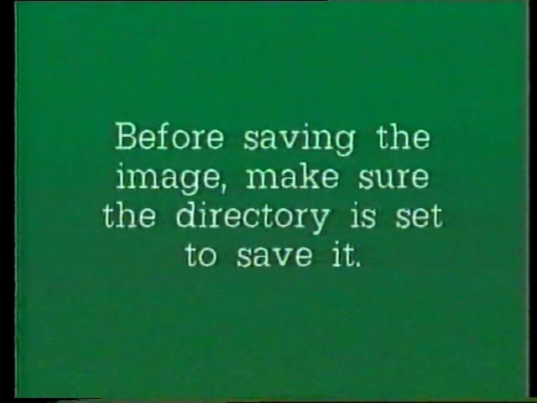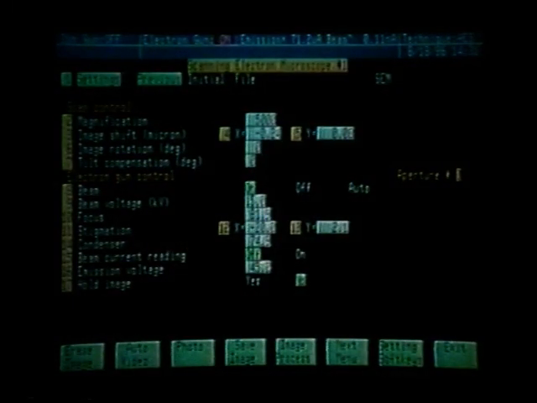Before we can do that, we need to make sure that the directory is set to save this data, because this is actually the first hard copy or the first actual piece of data that we will be taking from this sample. To do that, let's exit the SEM menu using soft key number 8. We then want to enter the directory menu, which is using function key number 13.